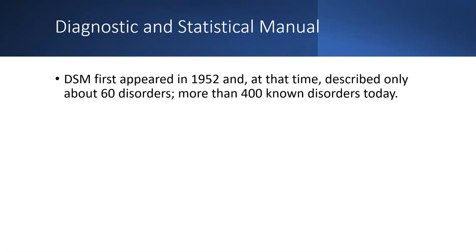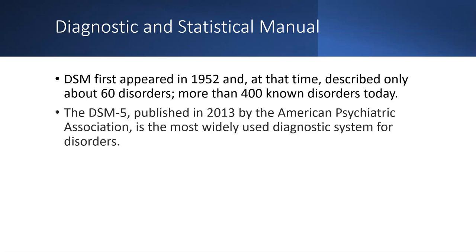The first version of the DSM came out in 1952 and was fairly limited in terms of how many disorders were described in that original document. You know, the intent early on was to aid in accurate diagnosis and the delivery of treatment based on classifications of disorders. The original document had about 60 disorders, and that's compared to over 400 now.